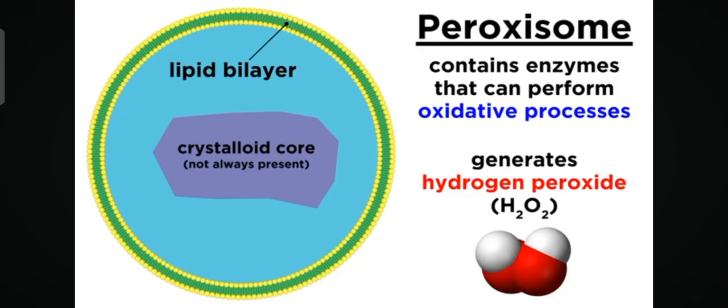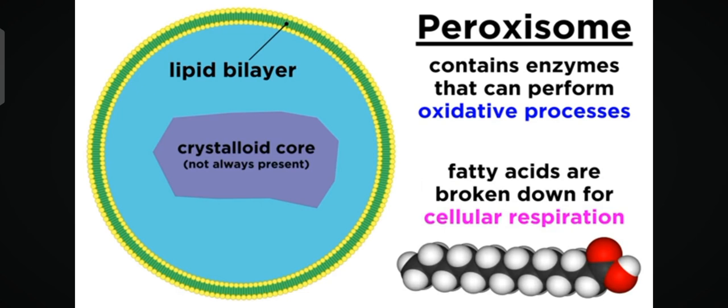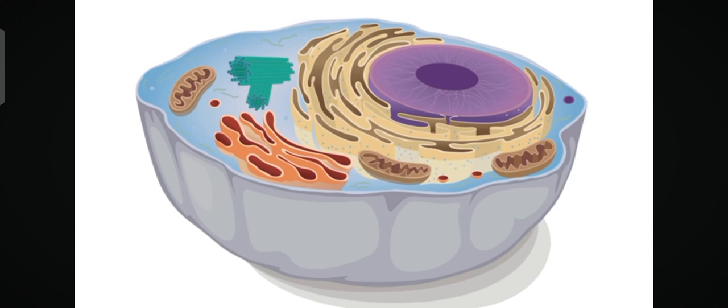Another organelle that also has metabolic function is the peroxisome. This contains enzymes that perform oxidative processes, which make hydrogen peroxide as a byproduct. These work with mitochondria by breaking down fatty acids into smaller components that are ready for cellular respiration. That's all the organelles. So what else is in there?